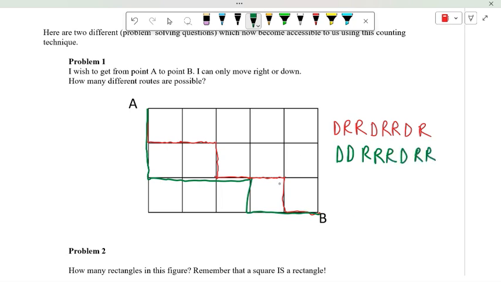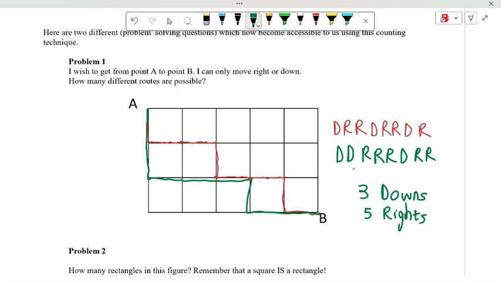Now, if we look at these, all of them have got 8. Every single path is going to have 8 moves, all single block moves, and it's going to have always 3 downs and 5 rights. So really now the only thing I've got to wonder about is, how many different places could I put the downs?